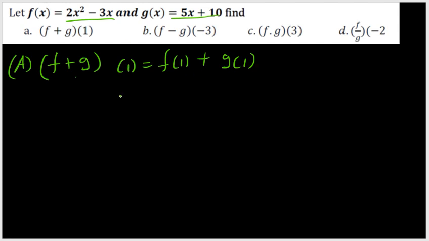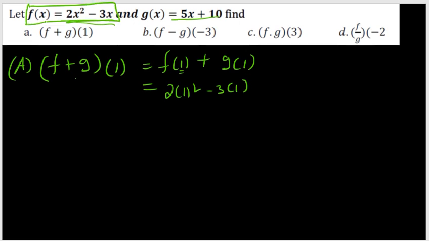So (f + g)(1) means f at 1 plus g at 1, according to the theorem. f at 1 means we insert 1 in place of x in the original equation of f of x. f of x is equal to 2x squared minus 3x. So if I say f of 1, I will insert 1 in place of x. Let me write it properly: 2 times 1 squared minus 3 times 1.